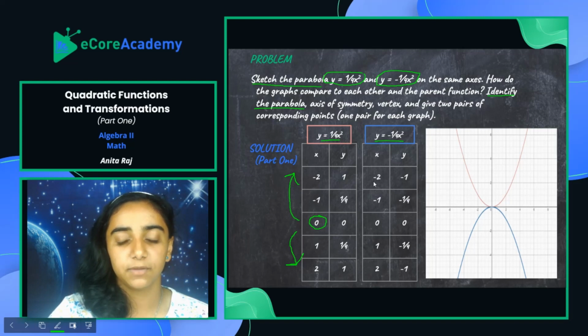Let's move on to this one. So I have my -2. So I'm going to plug -2 into y equals -1/4 x squared. So -2 squared is 4.